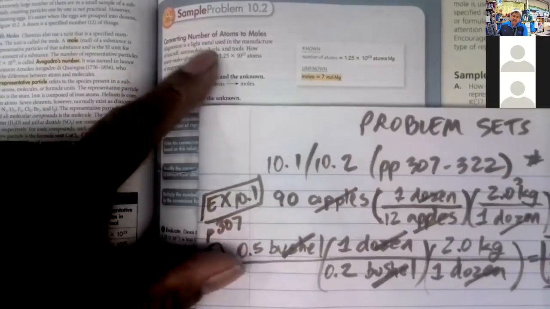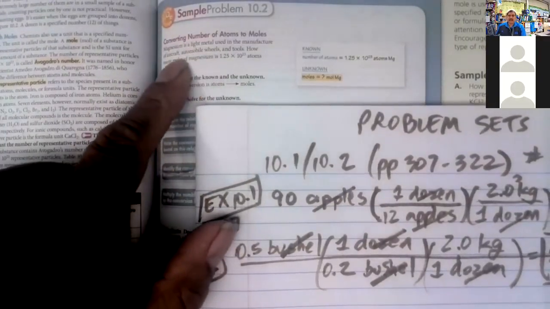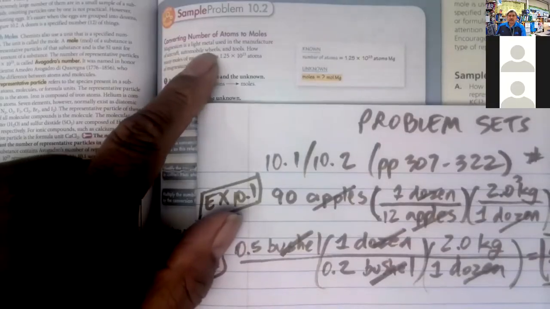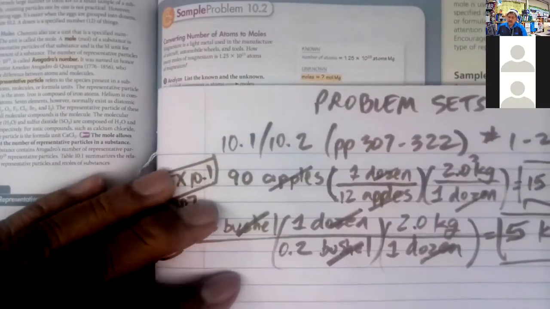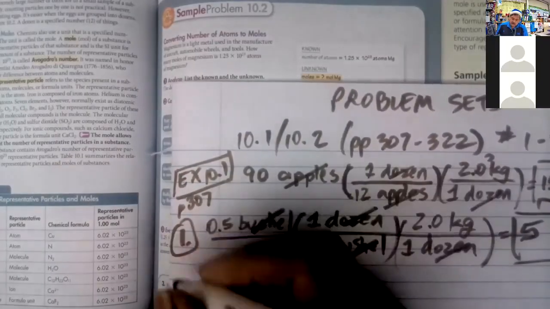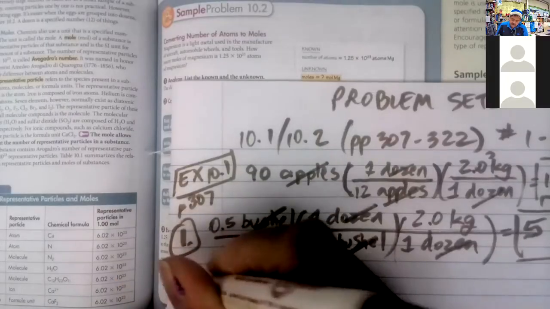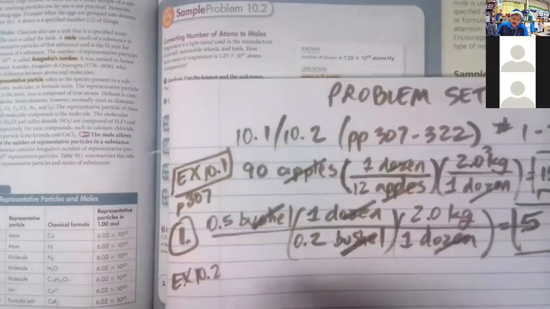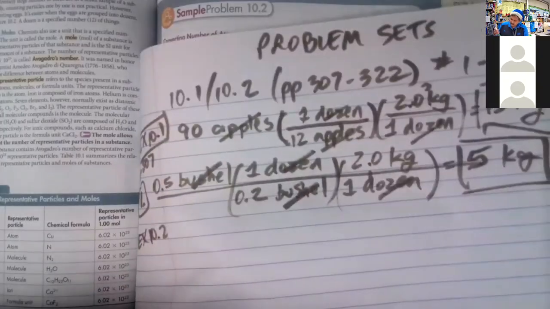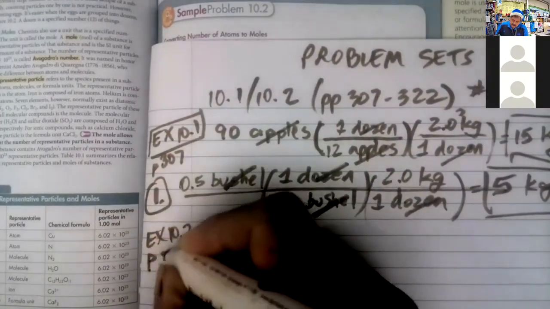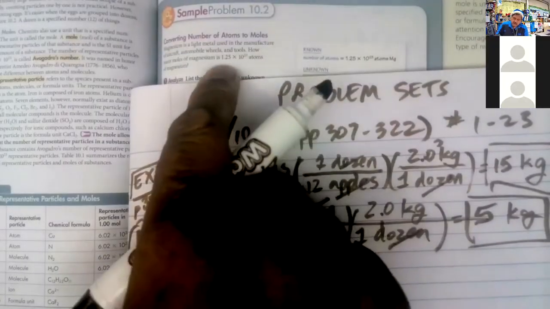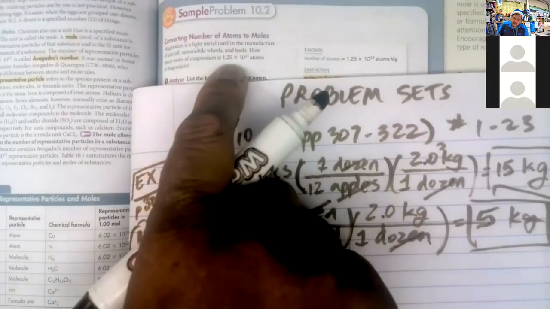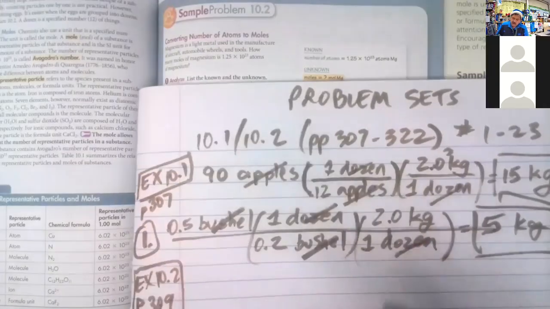Okay, so what's the question? The question is, magnesium is a light metal used in the manufacture of aircraft, automobile wheels, and tools. Okay, that's all nice, gives you background information. But as far as solving our problem, for example, 10.2, that doesn't help us much, that information. It doesn't help us at all. What we need to know is what's coming up. How many moles of magnesium is 1.25 times 10 to the 23rd atoms of magnesium?